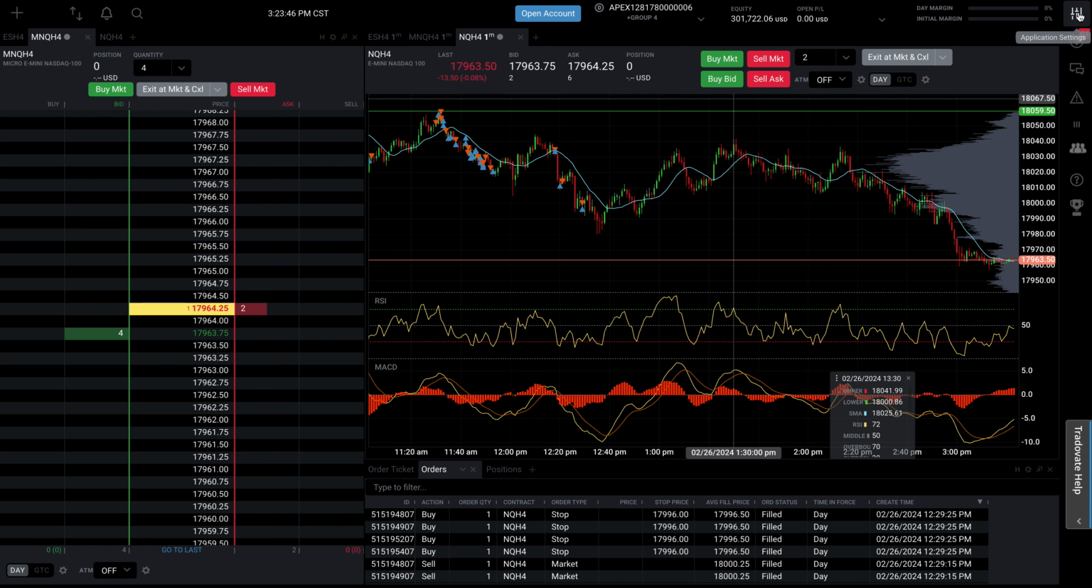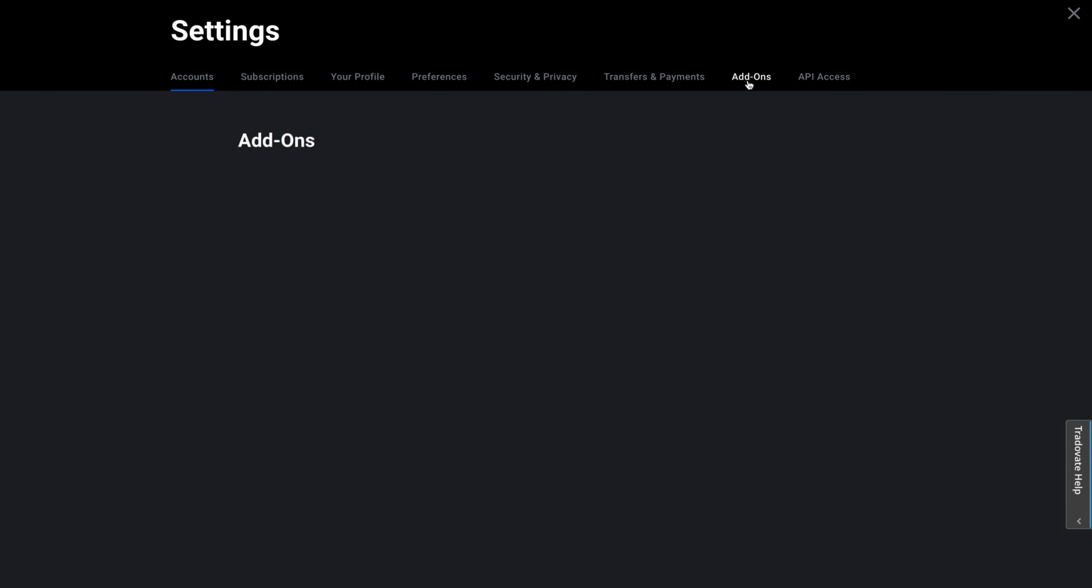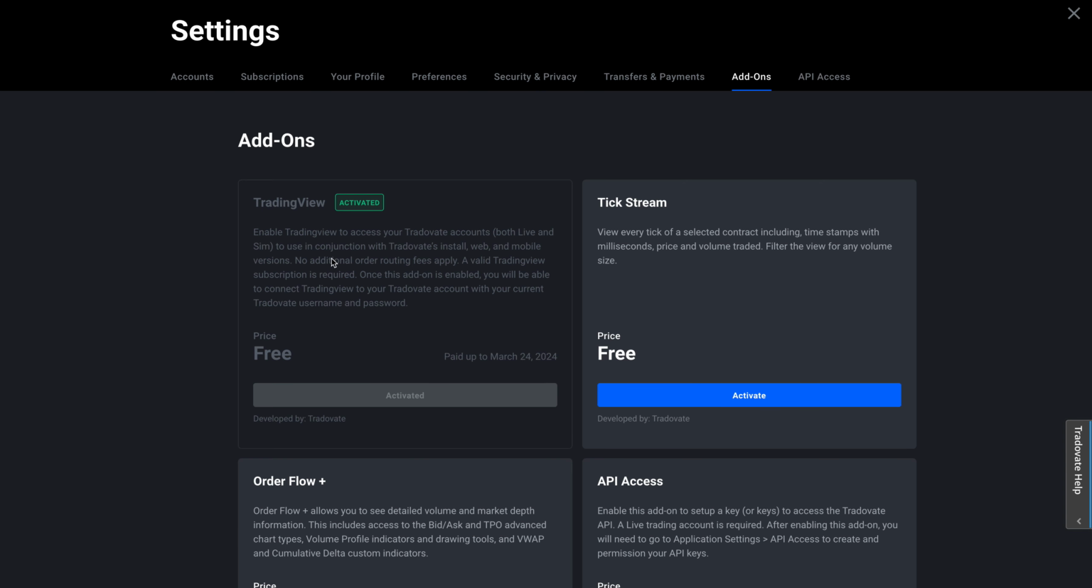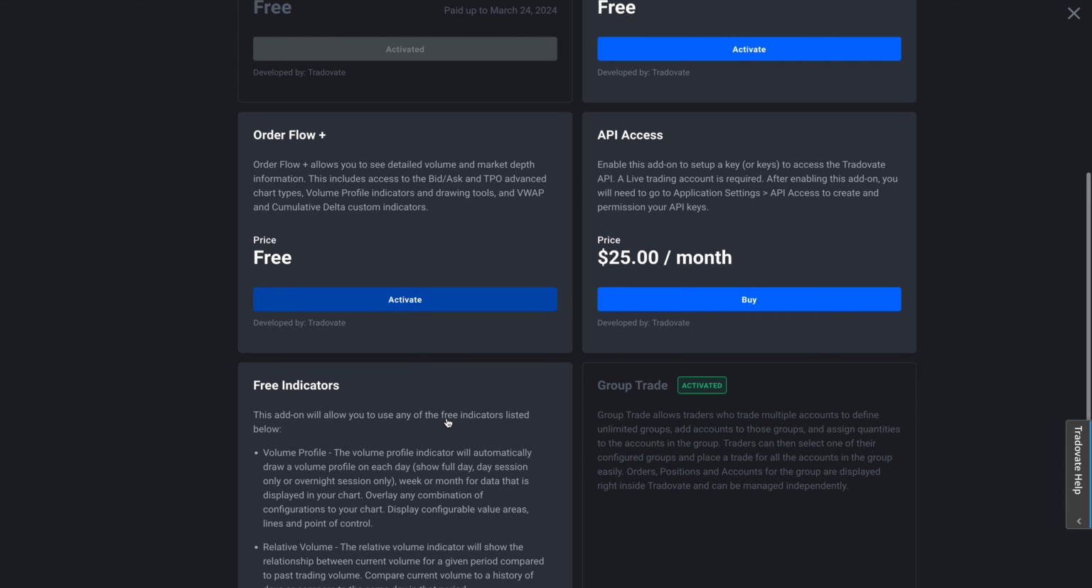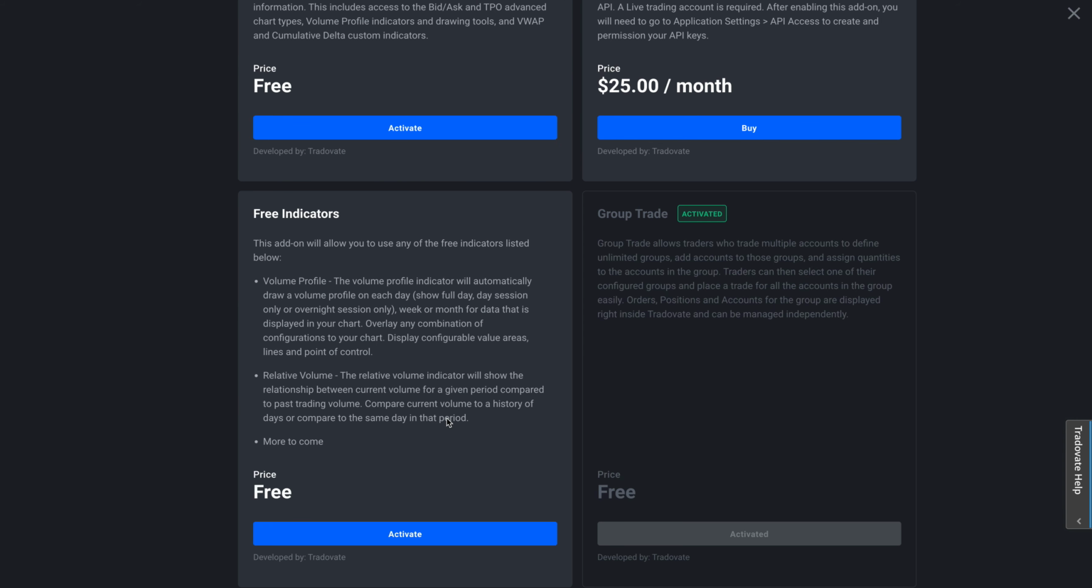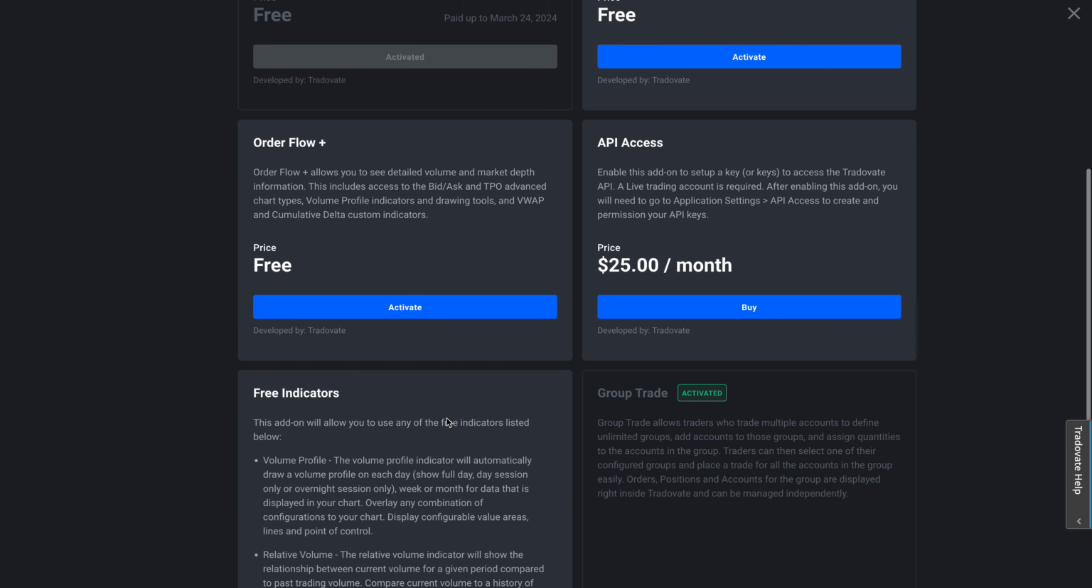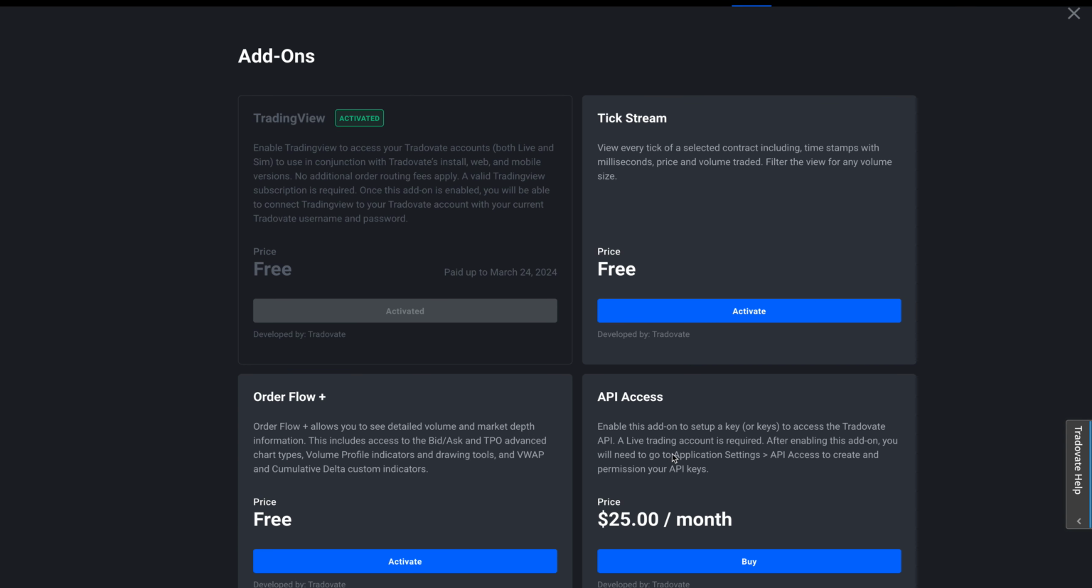One thing to do is whenever you create your account, go to the settings here, go to add-ons, and make sure that your TradingView here is activated, so it's free. You have a tick stream you can do, you have order flow, you can activate all these free things that come. API access, I'll get into that later. You won't need to worry about that, but this is for when I automate the algorithm process.